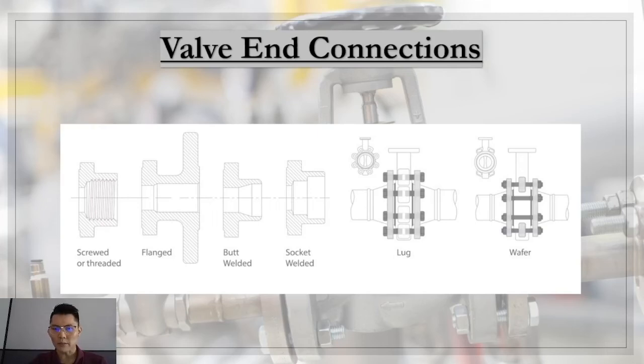Socket weld valve and butt weld valve, what is the difference? The butt weld is actually parallel, while for the socket weld, the pipe end is inserted into this socket area.